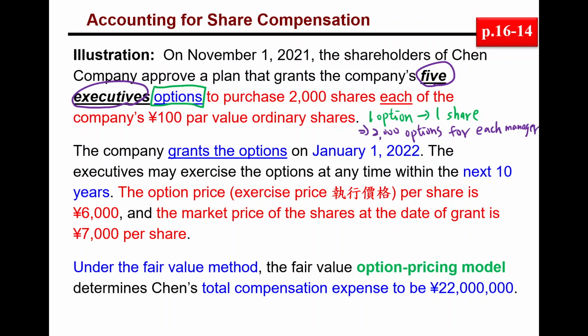Okay? And don't forget, you have to find out the grant date, vesting date, expire date, right? The company granted the options on January 1st, 2022. So this is your grant date, because on this date your company gave the right to employees. So this is your grant date.